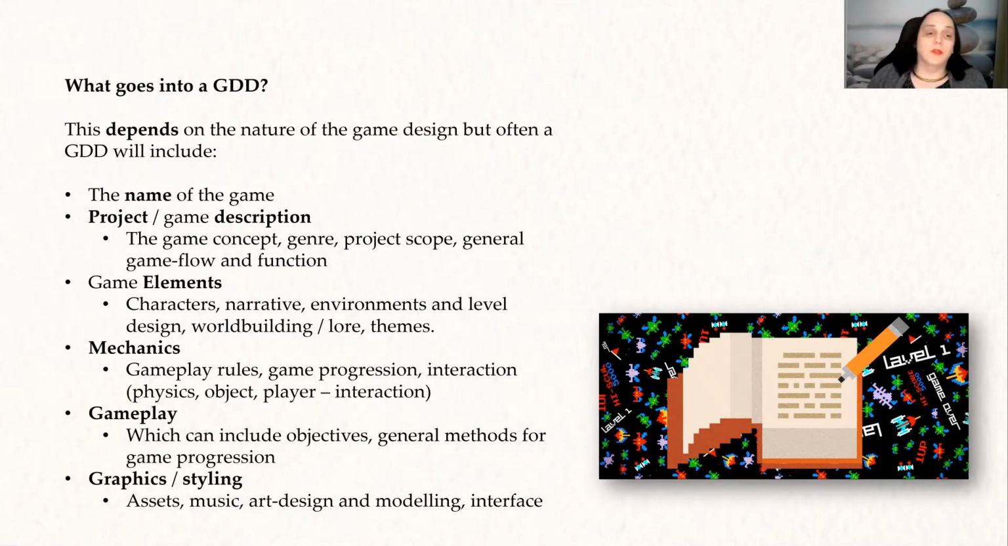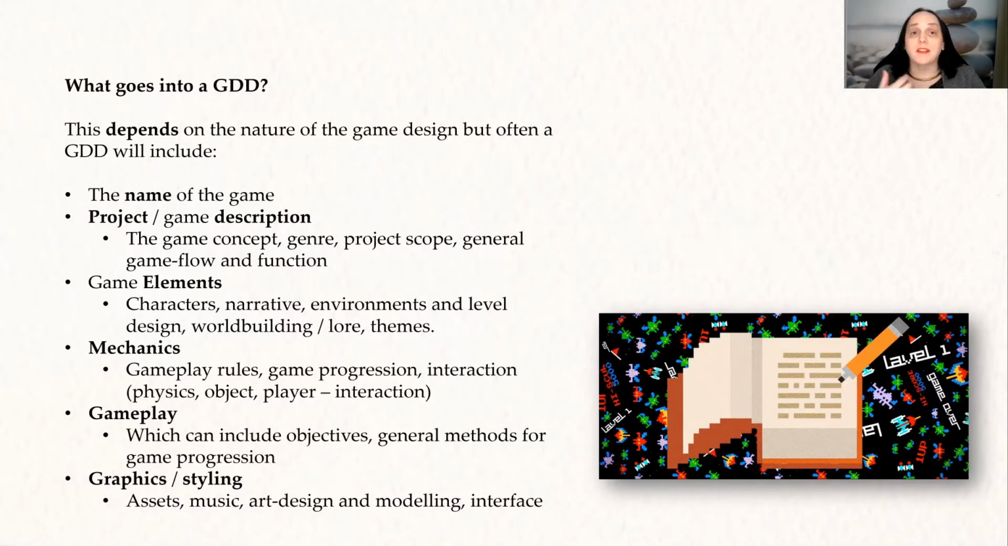A very likely section will also be a section that deals with mechanics. These are the gameplay rules, the gameplay progression, the interaction, perhaps physics, if you're doing a digital game, especially object or player interactions. Closely related to this is gameplay. This is a description of objectives, perhaps, general methods of game progression, not necessarily mechanics, but certainly that intersect with it. How does your game flow from section to section, from beginning to end? How are objectives communicated and carried out? What is the progression of your game, and how do you intend for that to flow from beginning to end?